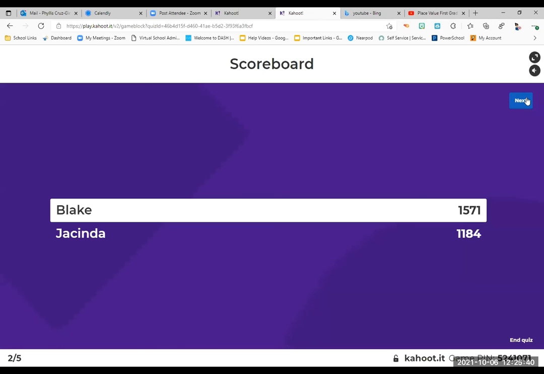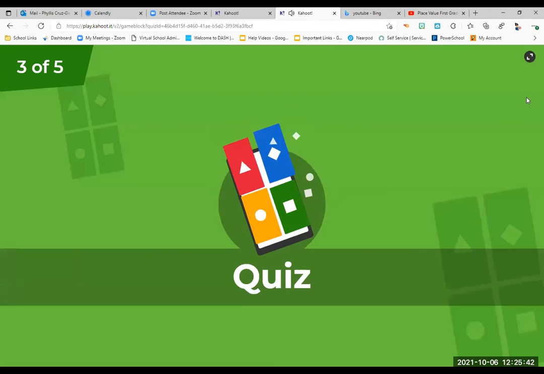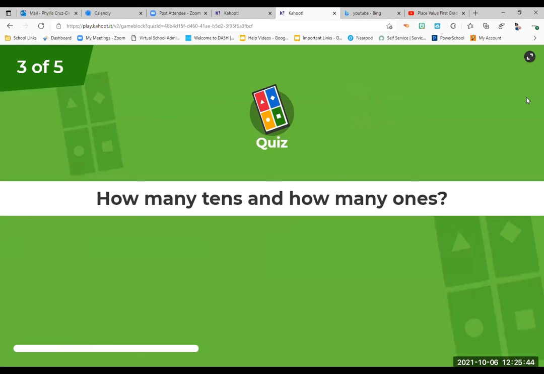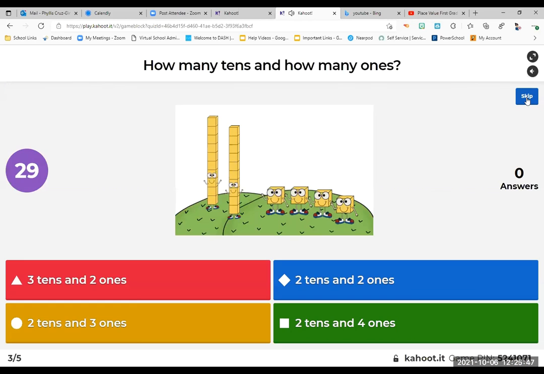I wonder if the next one will be a little, look at these wonderful scores. Okay, here comes the next one. Who's got this? Oh, there's both. How many tens and how many ones? Don't add them. Just tell me how many you count.